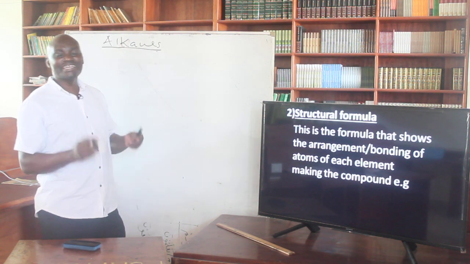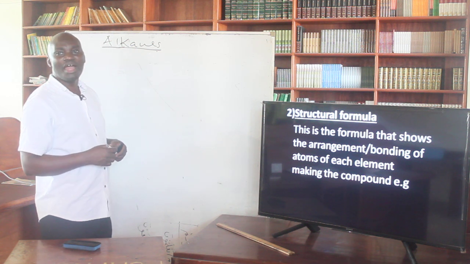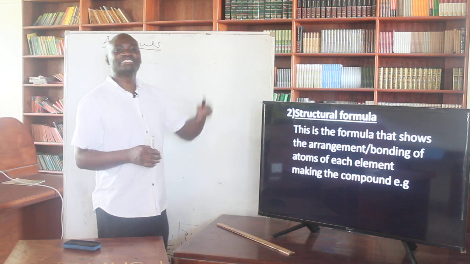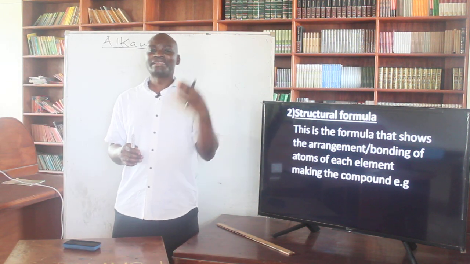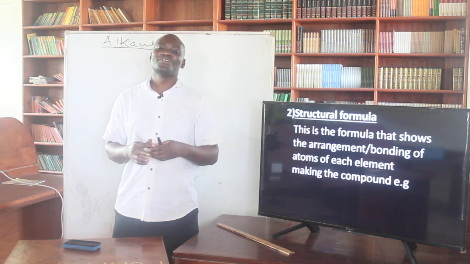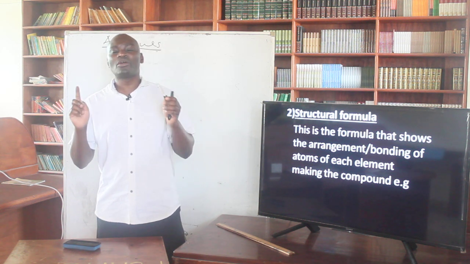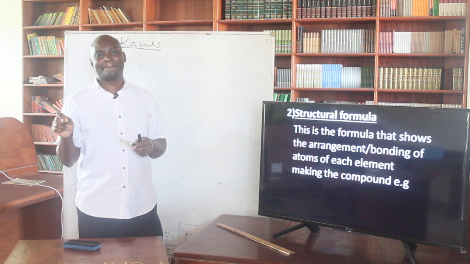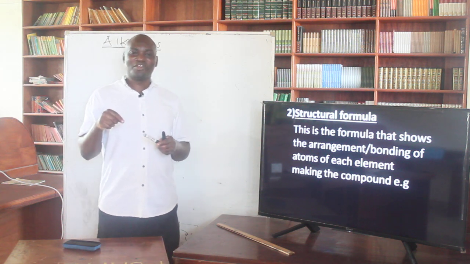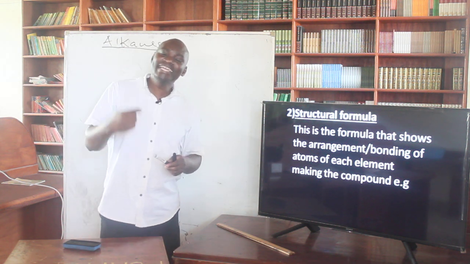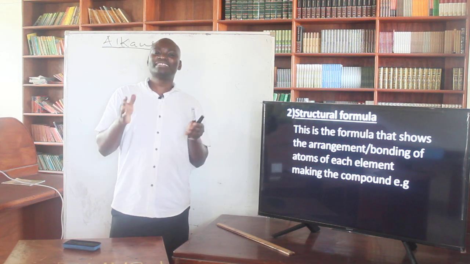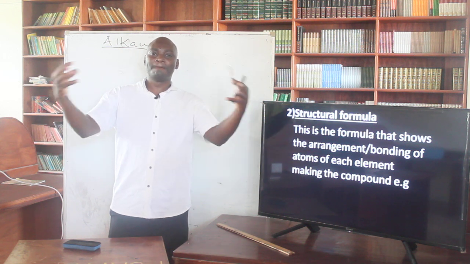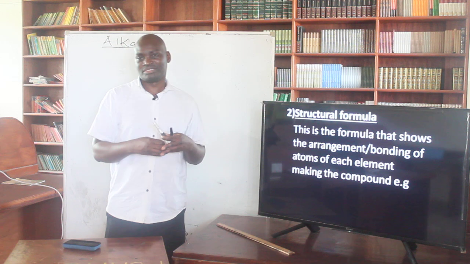And then alkanes can also be represented by use of structural formulae. A structural formula is a formula that shows the arrangement of atoms of each element making a compound. You must now come in and indicate the bonding. How are the atoms bonded in that compound?